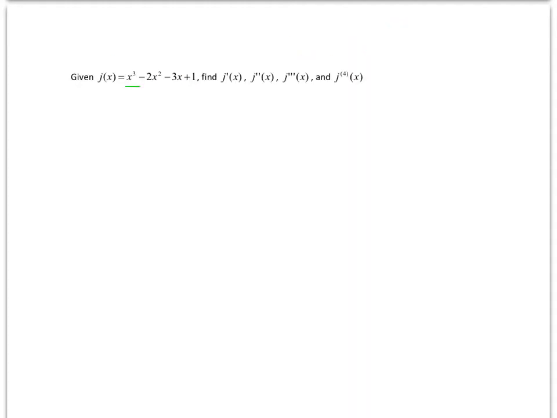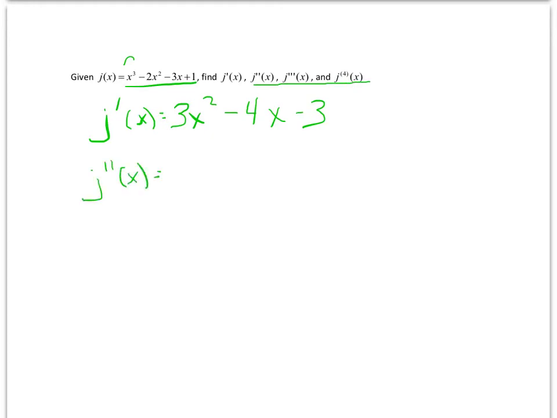Now we've got this function. To find its derivative, to find j prime, this would be 3x squared minus 4x minus 3. Remember, we're bringing down the exponent and then subtracting 1 from the exponent. What these notations mean is take the derivative again. j double prime of x means 6x minus 4.